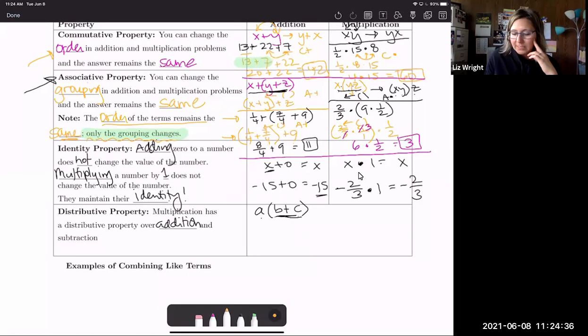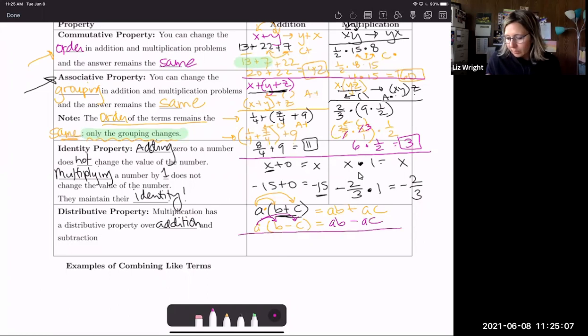The distributive property says take A, and we're going to multiply it by B. And then we're going to take A, and we're going to multiply it by C. So then that equals AB plus AC. And that would be your answer. And that is true over subtraction as well. So if you had B minus C, you would distribute and get AB minus AC. So let's try a different example.